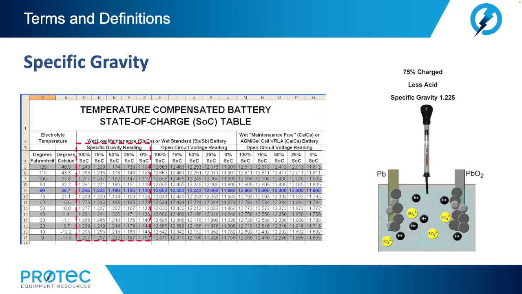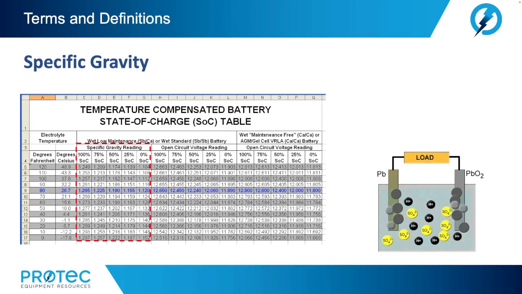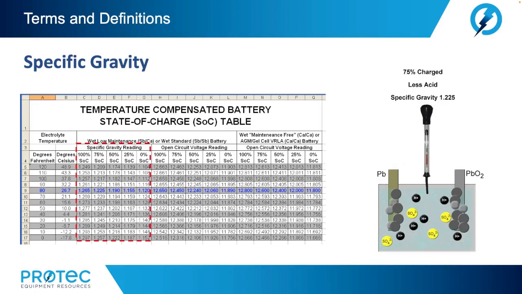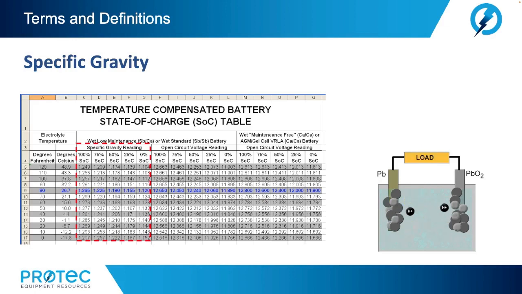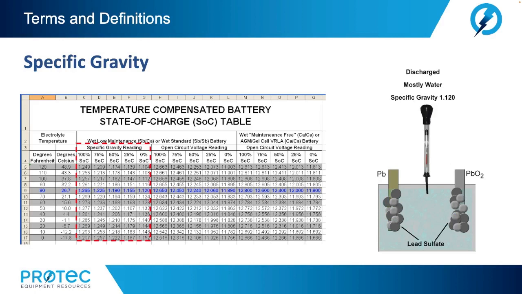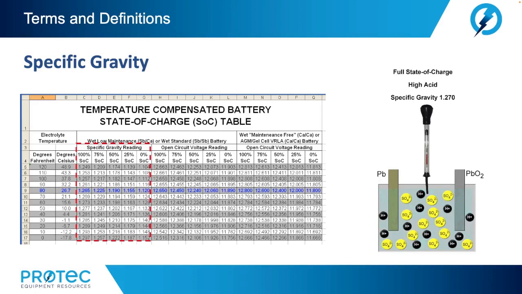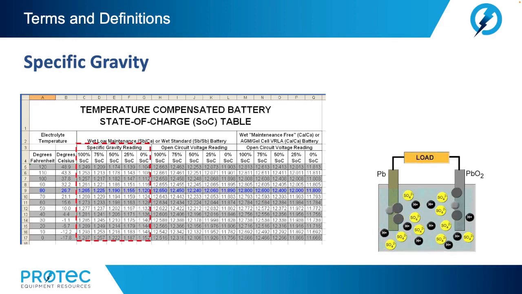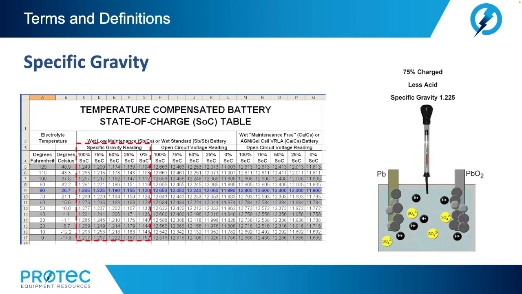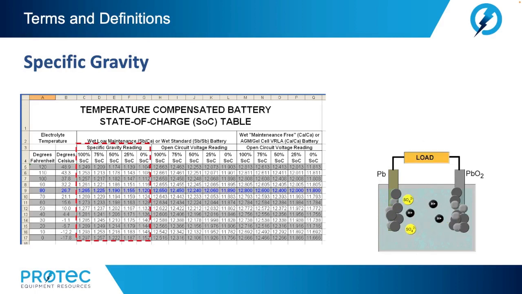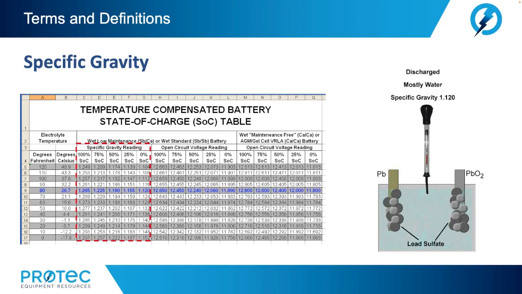Now, specific gravity is the ratio of the weight of a solution to the weight of an equal volume of water at a specific temperature. Specific gravity is used as an indicator of the state of charge of a cell or battery. Specific gravity measurements cannot determine a battery's capacity. The specific gravity decreases during the discharging of a battery to a value near that of pure water, and it increases during a recharge. The battery is considered fully charged when the specific gravity reaches its highest possible value.